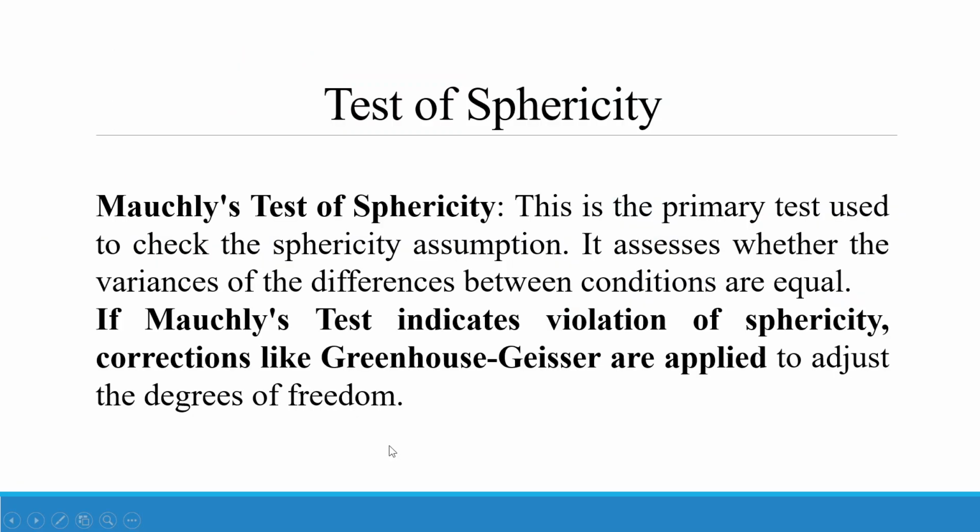So we have one test, the Mauchly's test of sphericity, to test the assumption of sphericity. This is a primary test used to check the sphericity assumption. It assesses whether the variances of the differences between the conditions are equal or not. If the differences are not equal, no need to worry, we have a correction factor also. So if Mauchly's test indicates a violation of sphericity, corrections like Greenhouse-Geisser are applied to adjust the degrees of freedom.